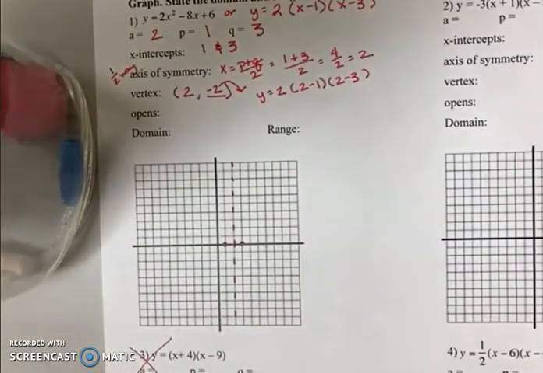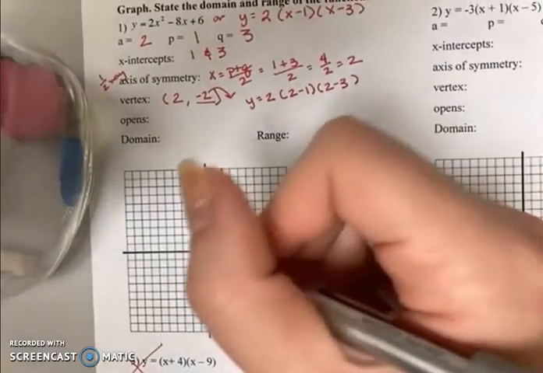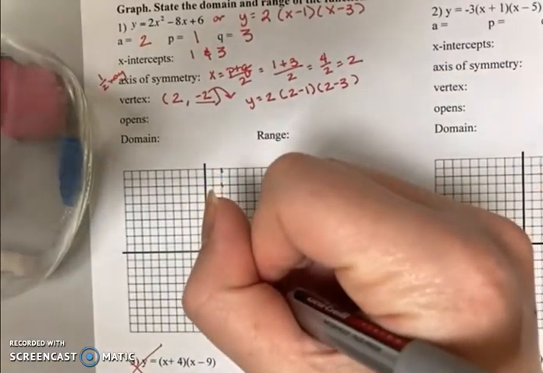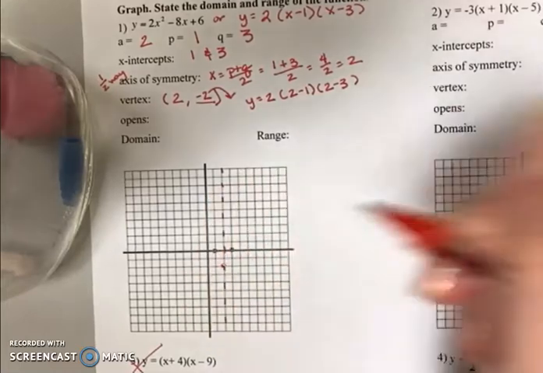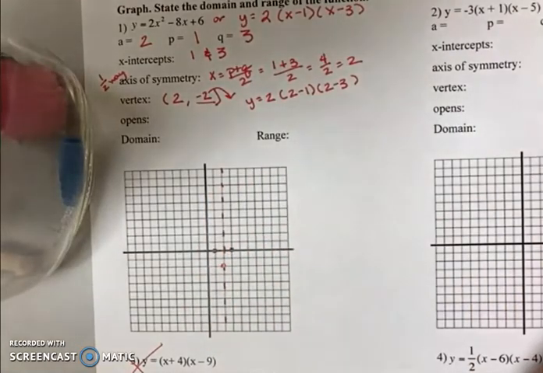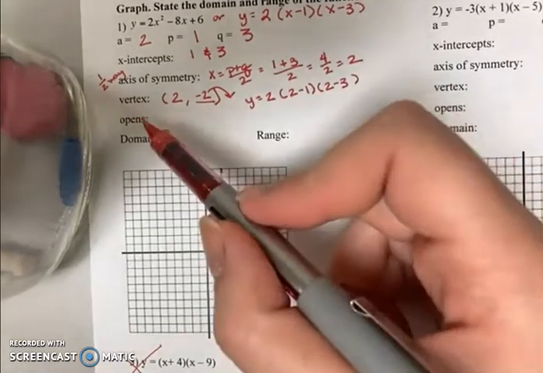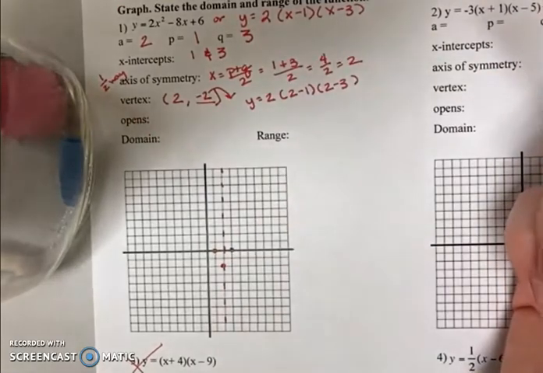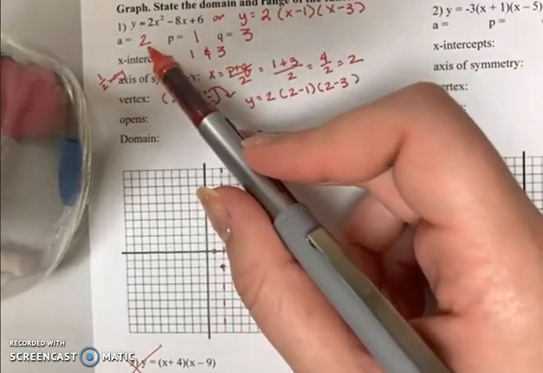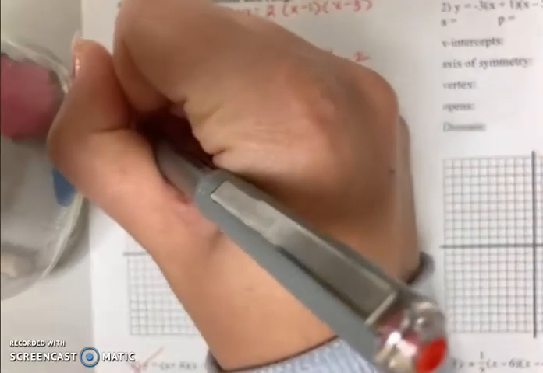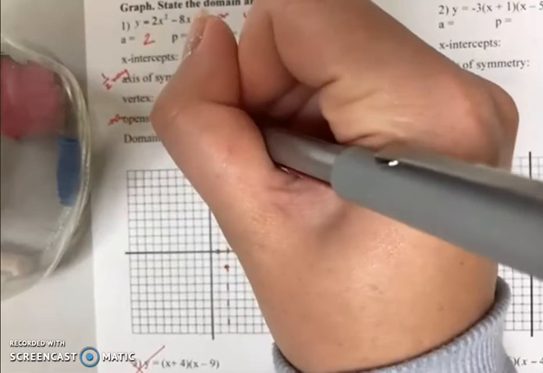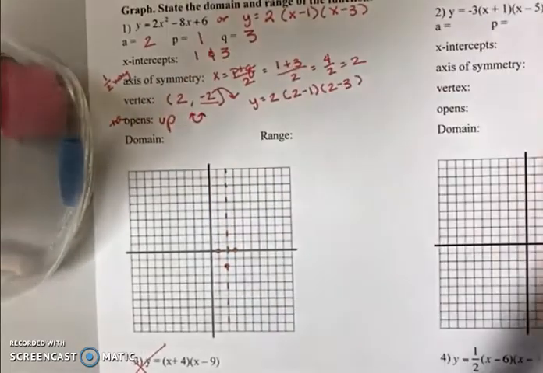Okay, let's plot that point on the graph. 2, negative 2, right here. All right, next I want to know if it opens up or down. Well, because a is a positive number, so I'm just going to make a note, a is positive, I know that it's going to open up, looking something like this.